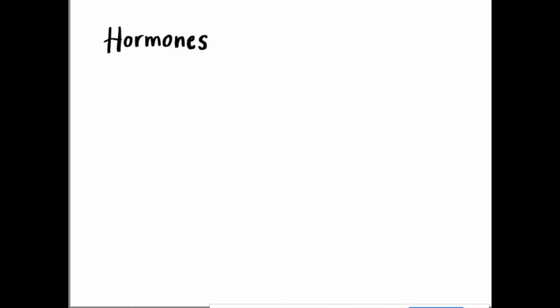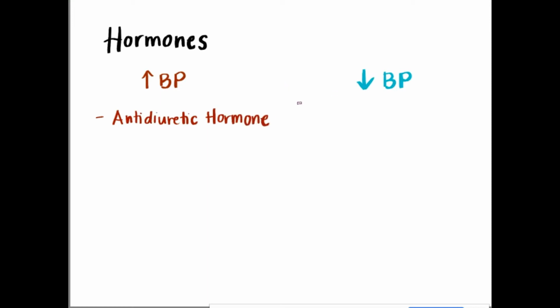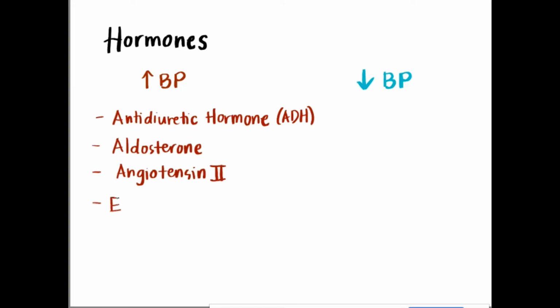But how is this blood pressure regulated? Let us first look at the hormones that are responsible for increasing and decreasing the blood pressure. The hormones that increase blood pressure include antidiuretic hormone or ADH, aldosterone, angiotensin II, and epinephrine. The hormone that decreases blood pressure is atrial natriuretic peptide.